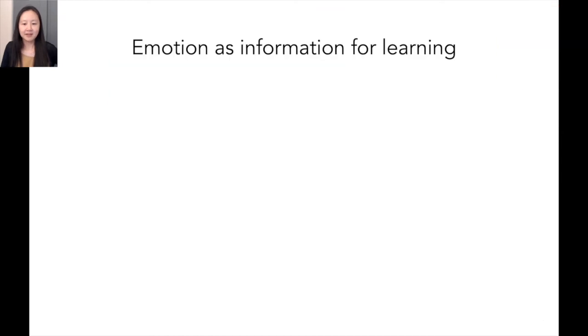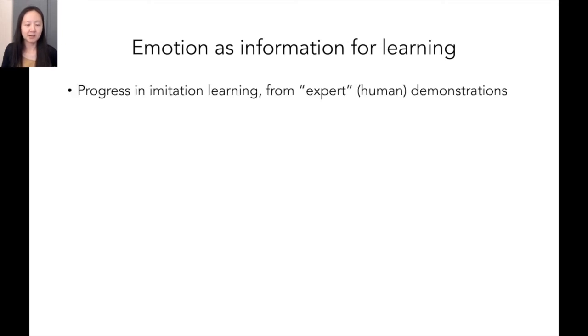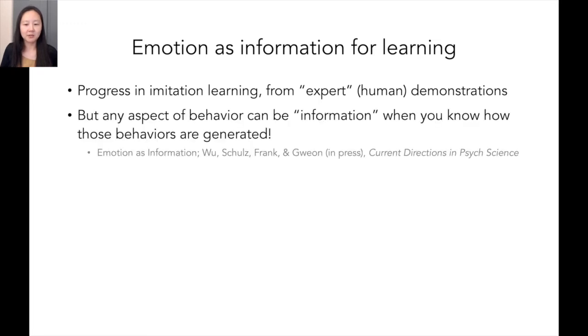So theories of social learning often focus on learning from actions or learning from language. And also in machine learning and robotics, there's been progress in imitation learning, often from expert demonstrations or learning from human speech. But once you think about social learning as inference from others' behaviors, pretty much any aspect of behavior can be information when you understand how these behaviors are generated.